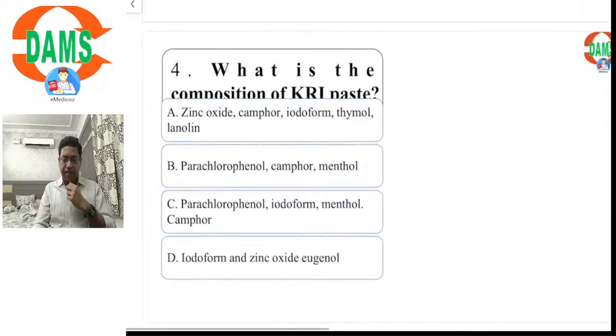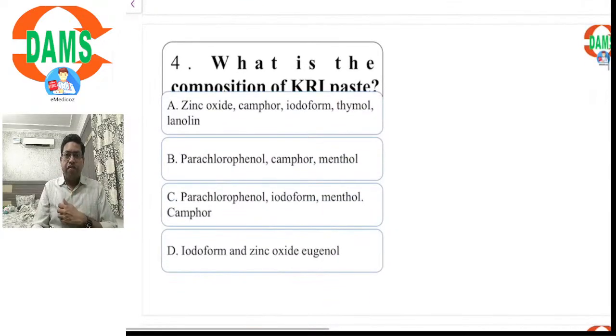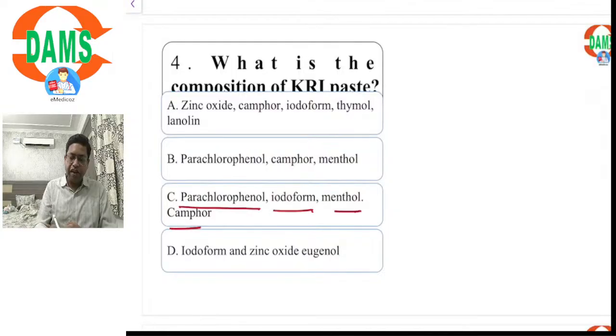Okay. What is the composition of Kri paste? Although it is not related to this, Kri paste is a composition of parachlorophenol, iodoform, menthol, and camphor. Option C is the answer, something that you have to learn. It is a root canal sealer.